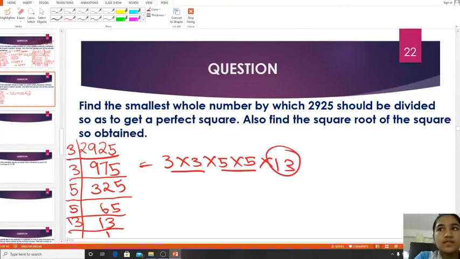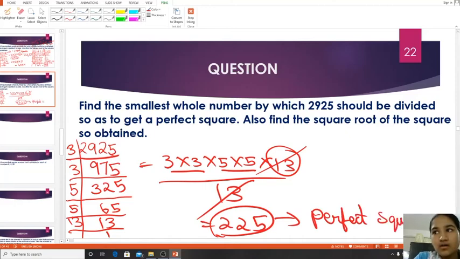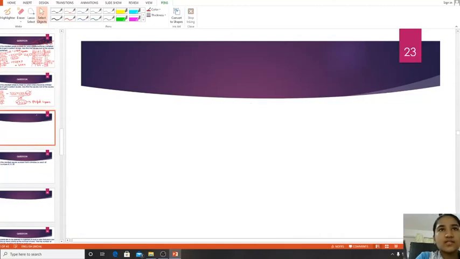What about this? This 13 is not in a pair. So we have to remove 13, or we can divide by 13. 13, 13 cancel. So 3, 3 is 9. 9, 5 is 45. 45, 5 is 225. So 225 is the number whose square root we have to find. It's a perfect square. So let's check its square root.